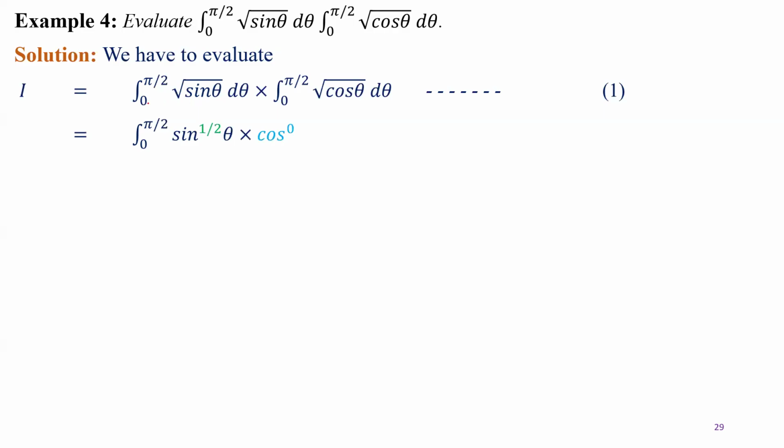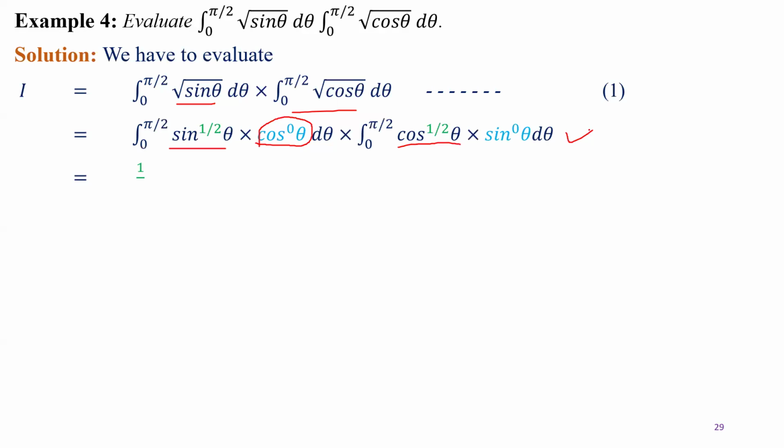So now let us write down: root sine theta is sine to the power 1 by 2 theta, and we are multiplying cos to the power 0 theta. Cos to the power 0 theta is 1, d theta. Similarly, in the second integration also, it is cos to the power 1 by 2 theta into sine to the power 0 theta d theta, which is equal to 1 upon 2 beta of 1 by 2 plus 1 upon 2, 0 plus 1 by 2, into 1 upon 2 beta of 0 plus 1 upon 2, 1 by 2 plus 1 upon 2.